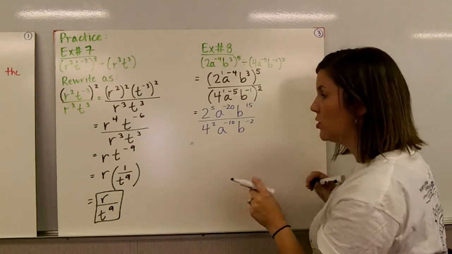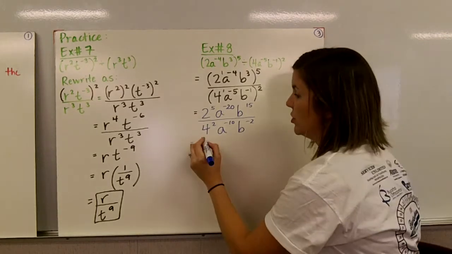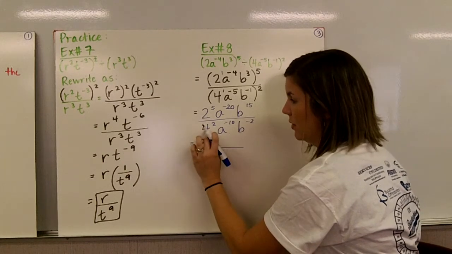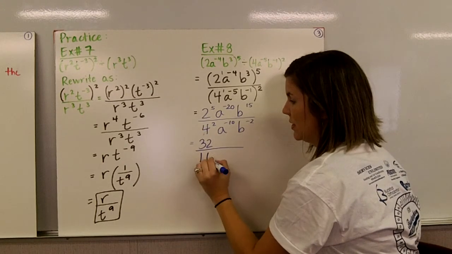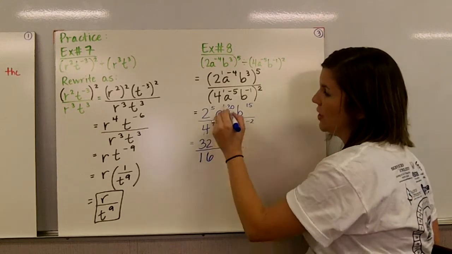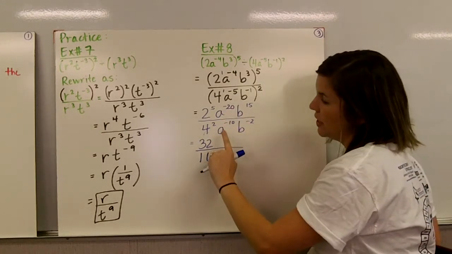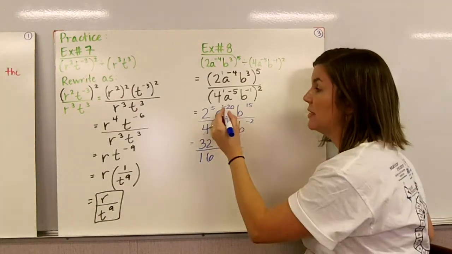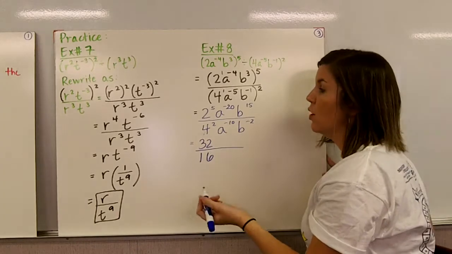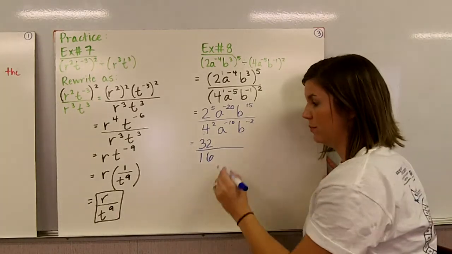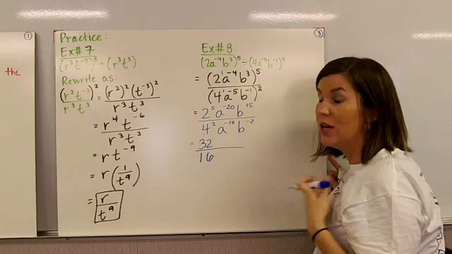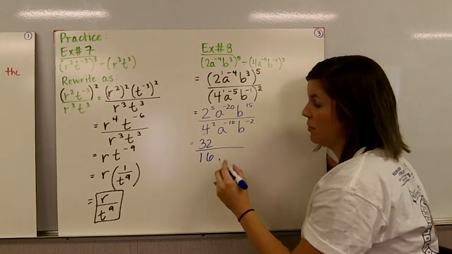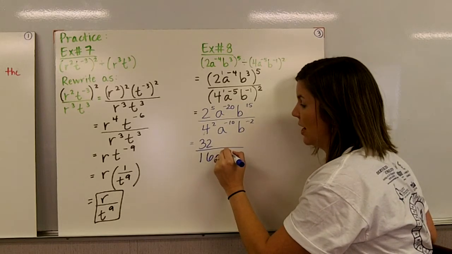Now I have some coefficients. 2 to the 5th power is 32. 4 to the 2nd power is 16. And look at your A's. You have A to the negative 20th and A to the negative 10th. So when dividing like bases, subtract the exponents. Negative 20 minus 10 more would be negative 30. Now I don't want to have negative 30. So I know that I'm going to need to move it to the denominator and make it positive. A to the positive 30.